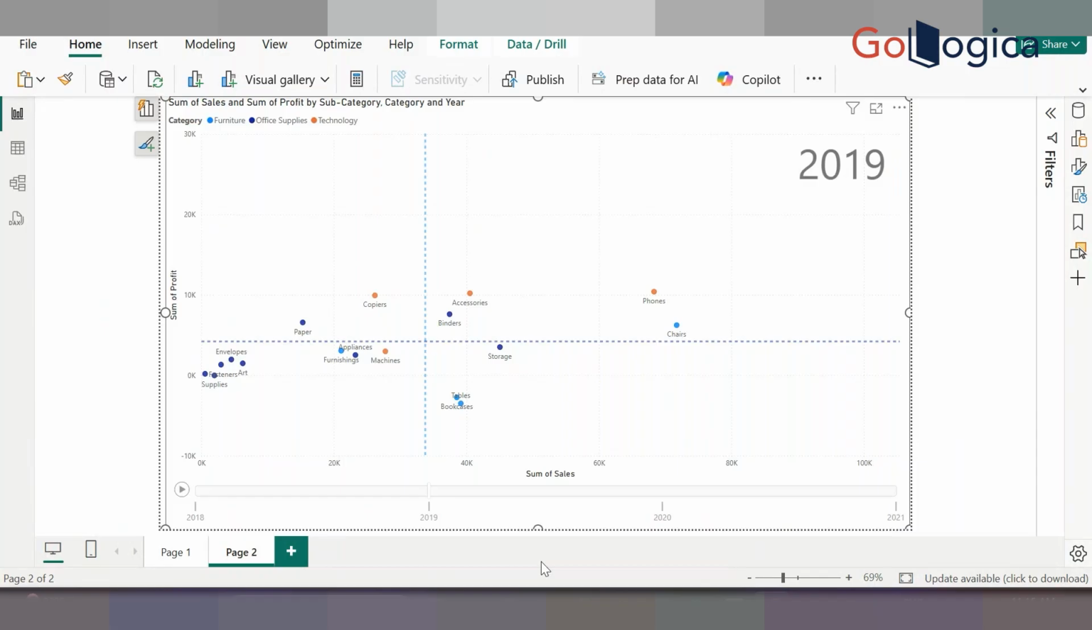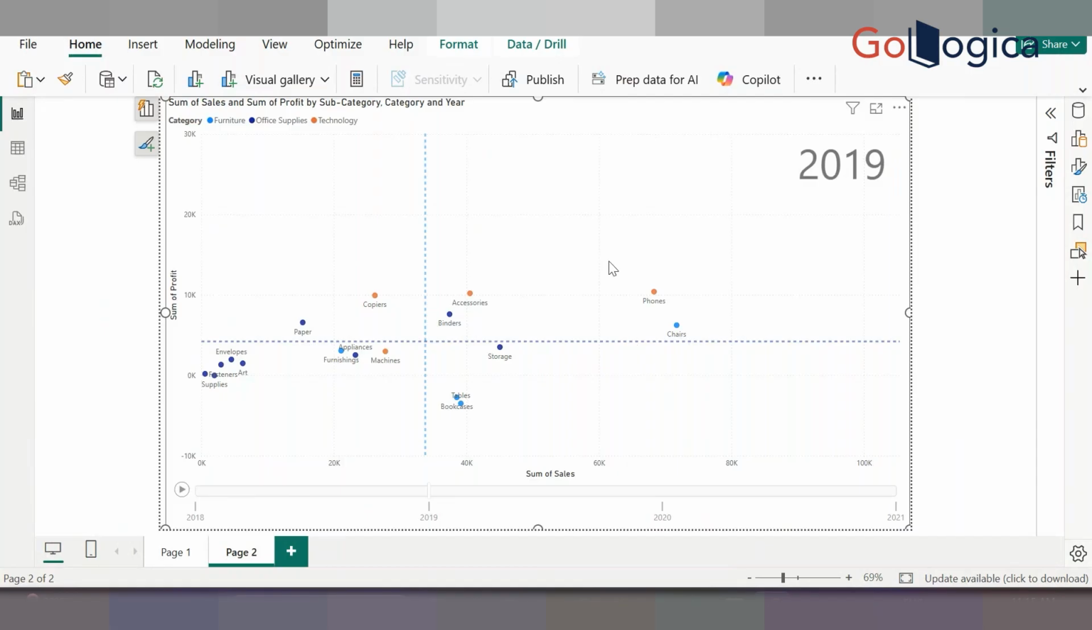In 2019, phones and chairs still have the highest sales, but they are not the most profitable now. Phones is the highest profitable, but with slight margins. In 18 they were the top leader, no competitor in the sales as well as in the profit. But in 19 you can see they're declining, reducing the sales, reducing the profit, moving towards the left-hand side. That means they're decreasing the sales.